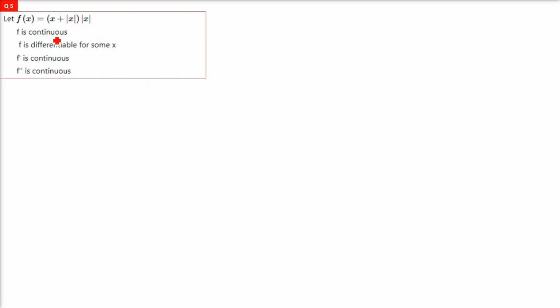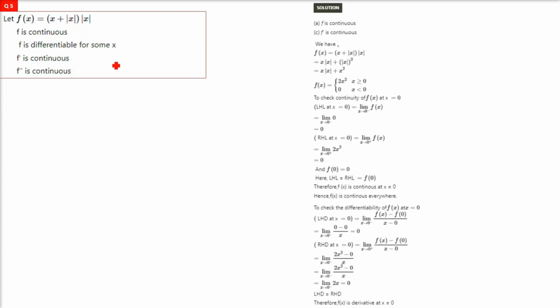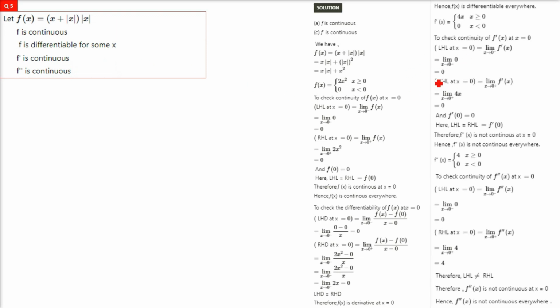Let f(x) is equal to x plus modulus x, or the absolute value of x, multiplied by modulus x. So please remember, there are 3 things being asked: f, f dash, and f double dash. So 3 kinds of differentiation we have to do. We are in the chapter of differentiability, so we don't have to worry about how we are going to solve the question of differentiation, because this is not the chapter of differentiation, this is just differentiability. But since the question is asking about f dash and f double dash, we have to differentiate.